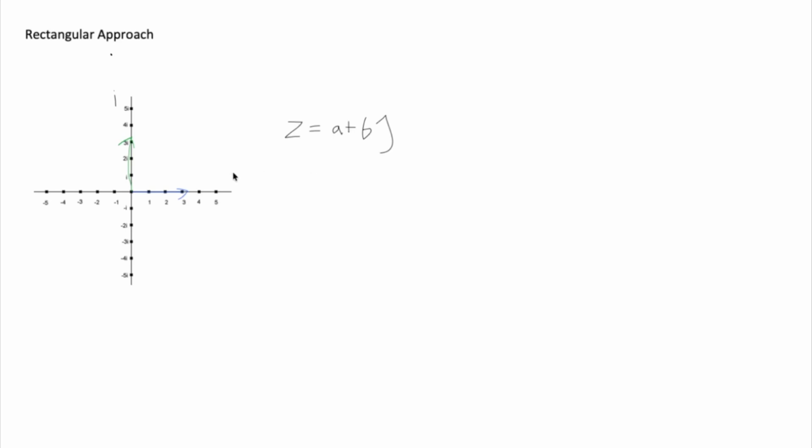Plotting A and B gives us a specific point on a grid. But to really understand the wave, we draw an arrow from the center to that point. In engineering, this rotating arrow is called a phasor.